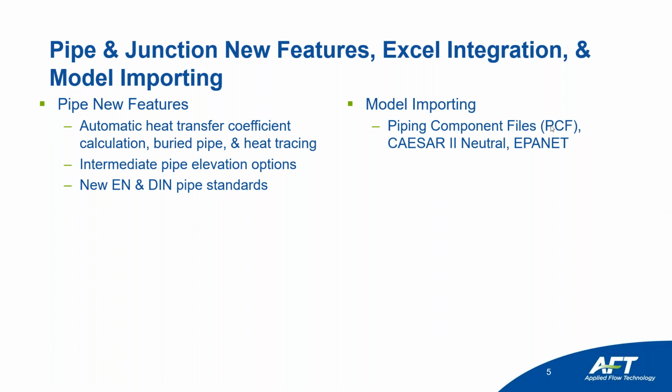Okay. Other things that we can import is Caesar 2 neutral files. So if you've done a pipe stress analysis of your system, you can generate a Caesar 2 neutral file, and that will build the model of your system in AFT Arrow. You can also use EPANet. Now, EPANet is mainly for the water industry, so it's available in Arrow, but it doesn't really apply as much. We can also import GIS shape files, but that's been in there since Arrow version 6.